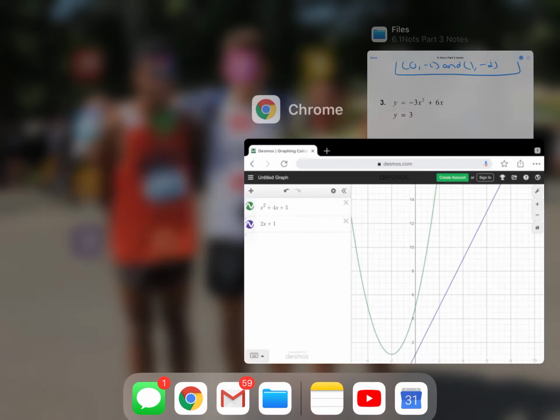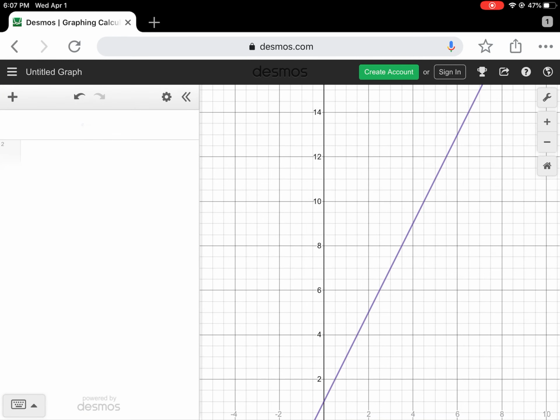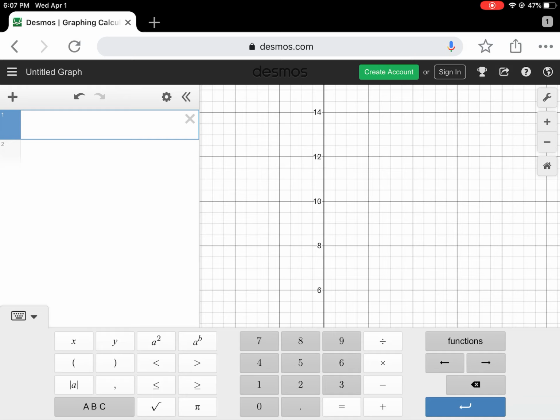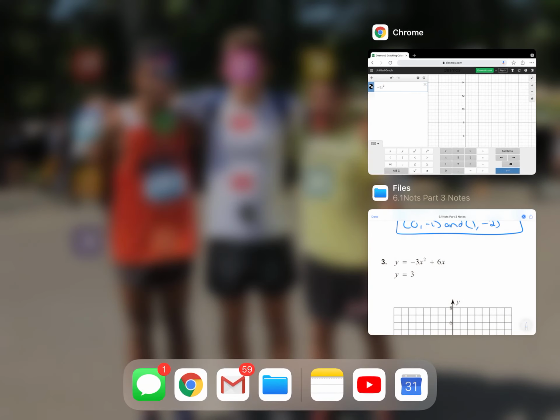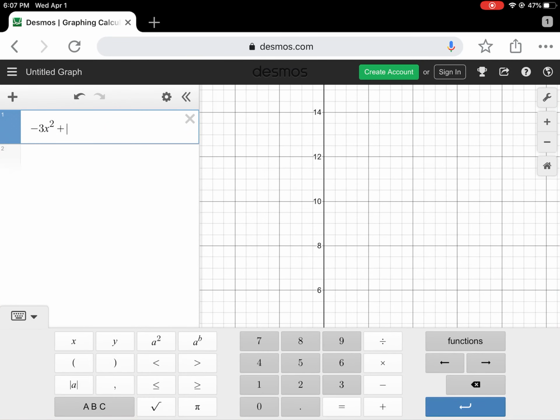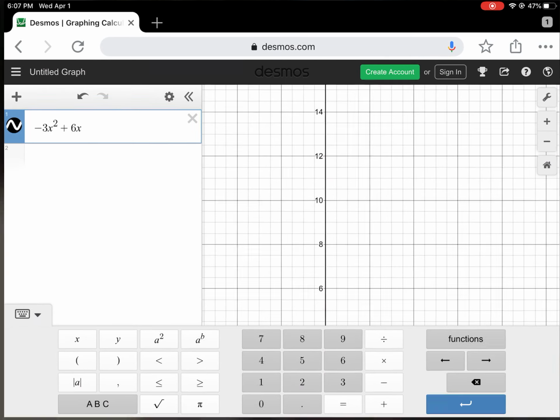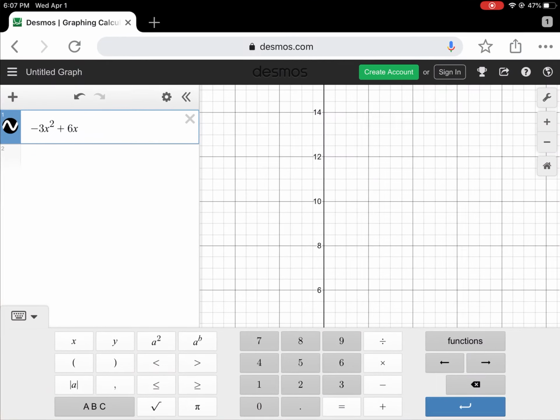Alrighty. Let's graph these two. So, we have negative 3x squared plus 6x. I'll type that in. So let's see. Type the minus sign, 3x. Click the a squared. Good. 3x squared, what was it? Plus 6x. Good.